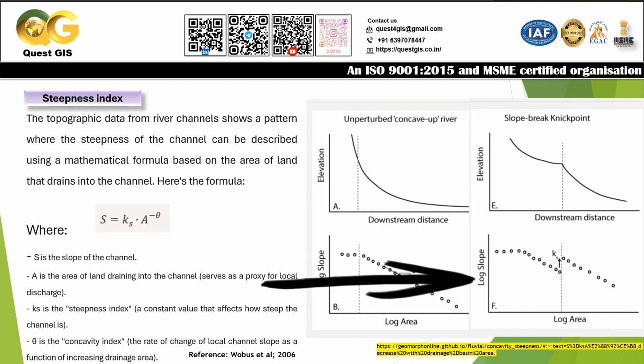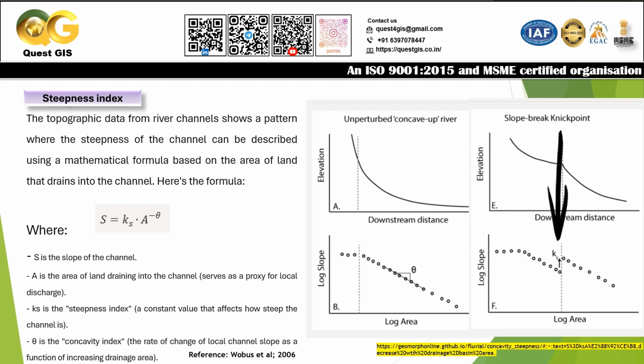So if you plot the log slope and log area of such profiles, you will see that there is a sudden increase in the slope of the river, which is manifested in the form of a change in steepness or increase in the steepness at a particular point. And such points are called Knickpoints. So basically a Knickpoint is a sudden break or increase in the slope in the river long profile and is represented by an increase in the steepness, right? Here you see the steepness increases.